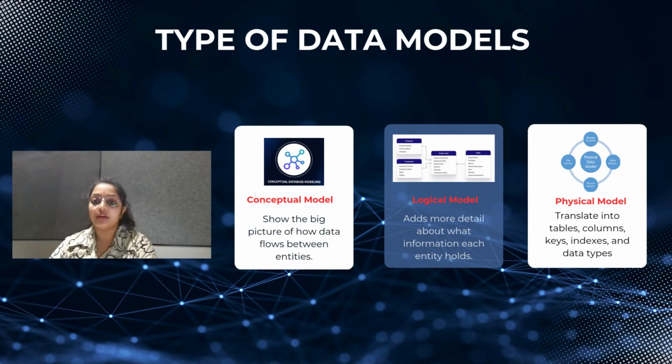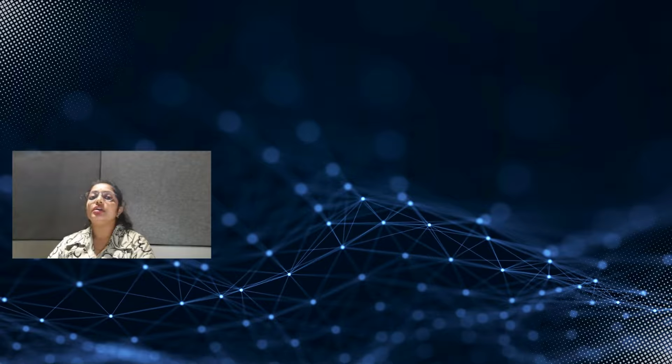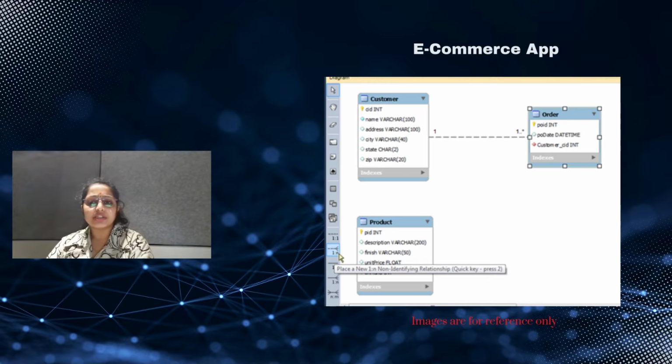Okay, so now let us discuss the types of models. Here we have three types. The first one is the conceptual model, the second one is the logical model, and the third one is the physical model. So let us study them one by one. We'll take a simple e-commerce example. As I said, we'll have a customer table, an order table, and a product table. Now let us elaborate these models, and I'll tell you what will fit into each model and where each model comes into the picture.